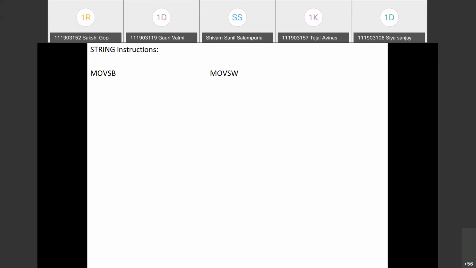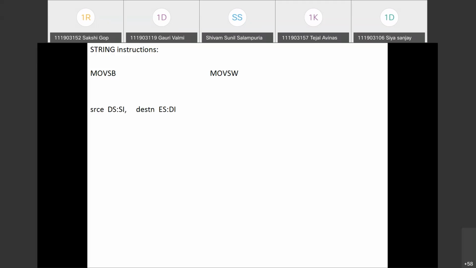If the D flag is one, SI and DI pointers are decremented. If the D flag is zero, SI and DI pointers are incremented. That increment or decrement depends on whether it is move string byte, so by one, or move string word, so by two. Is it okay? Yes, sir. Okay, thank you.